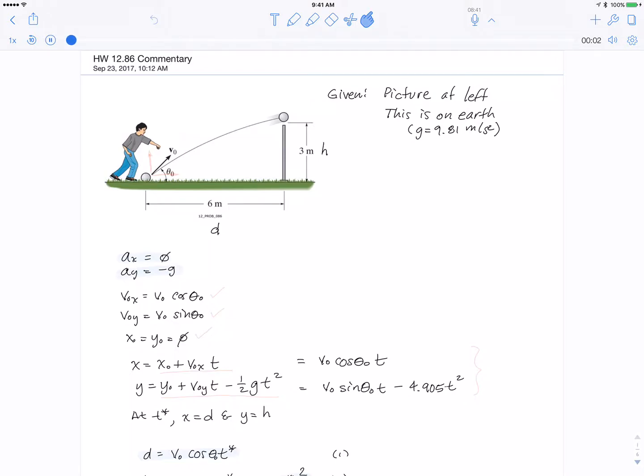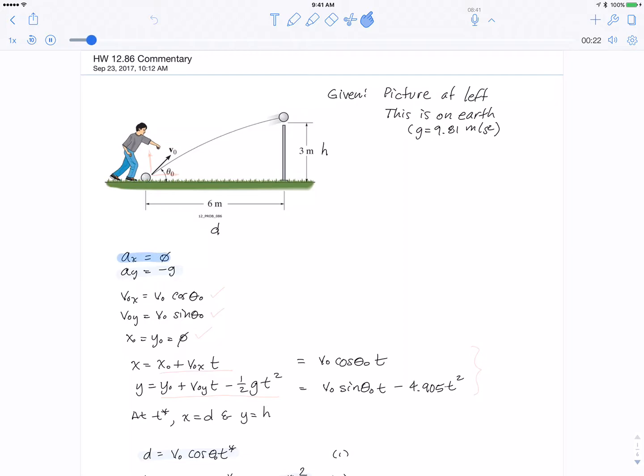This is one of those problems where it looks simple from the picture, which is how I pick the problems out, but when you actually go to solve it, it's quite complicated. So we're given here the boy trying to kick a ball over a 3-meter high fence 6 meters away. And so it's a pretty standard projectile motion problem.